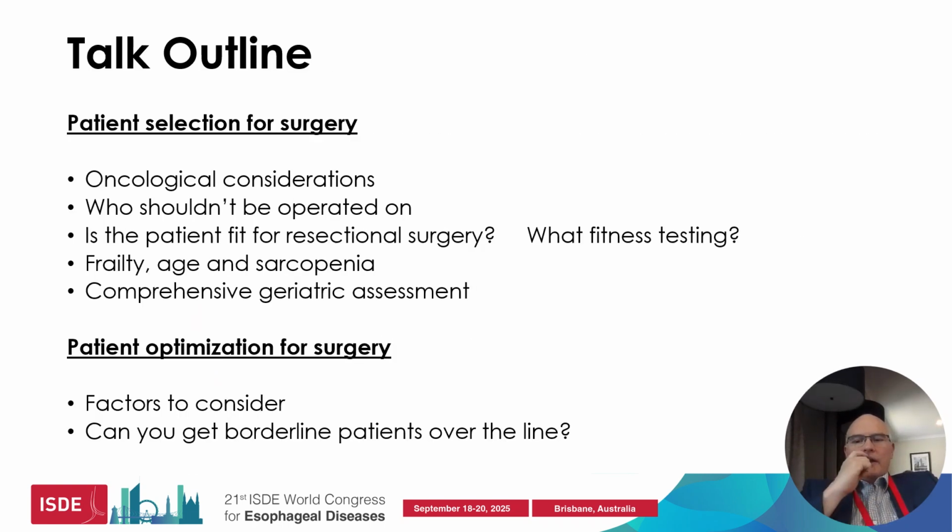My talk outline is I'm going to talk about patient selection for surgery, oncology, who shouldn't be operated on, is the patient fit for resectional surgery, a bit about comprehensive geriatric assessment, frailty, age, and sarcopenia, and then talk a bit about what we can do to maybe optimize patients for surgery to get borderline patients over the line.